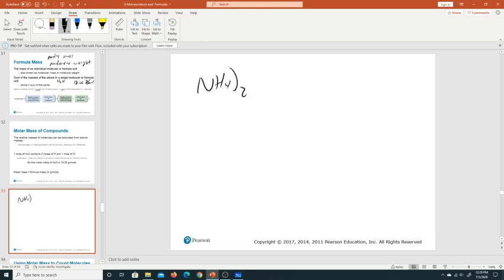NH4 parentheses 2 SO4. So it's ammonium sulfate. So when you have parentheses here, you have to remember this is like having one nitrogen. So it's going to be 2 times 1 and then 2 times 4. So we have to remember to distribute this through. So we have N, we have H, we have S, and we have O.